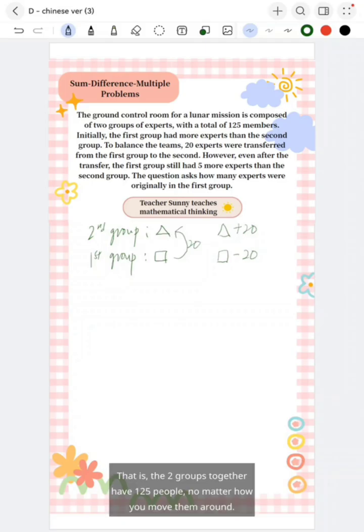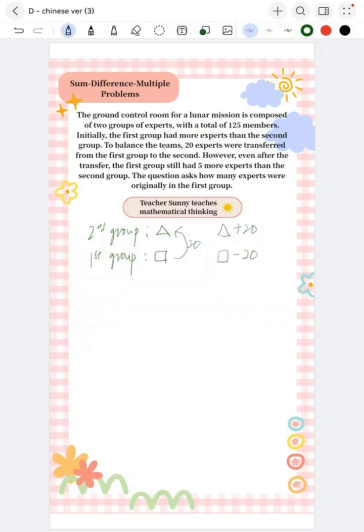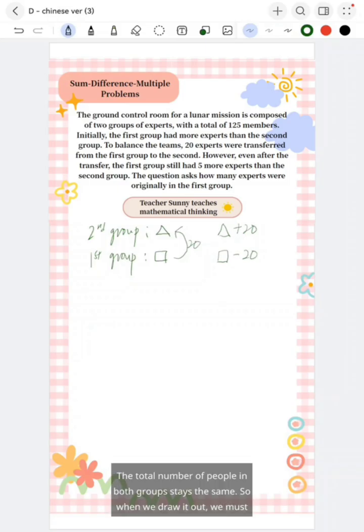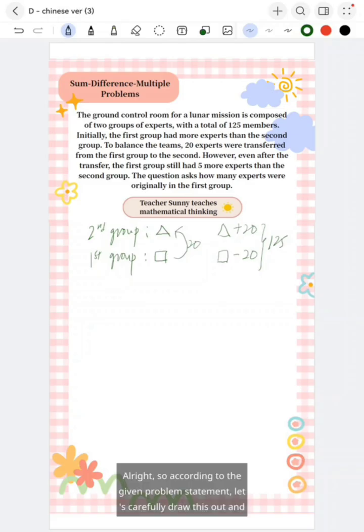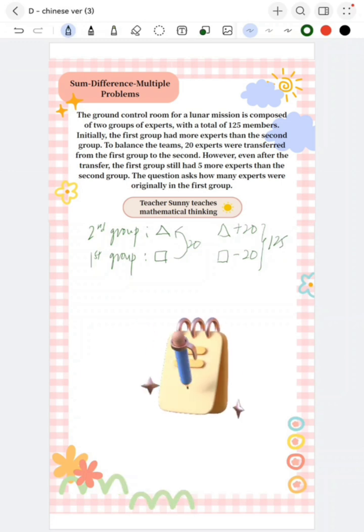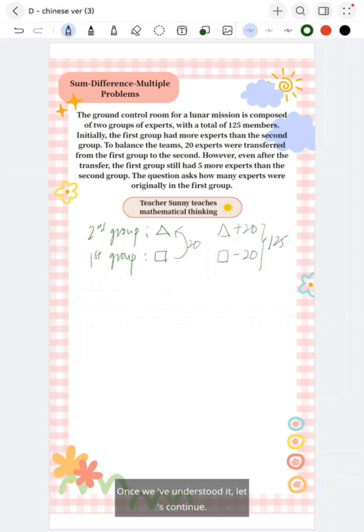Now let's look at what the invariant is. That is, the two groups together have 125 people, no matter how you move them around. The total number of people in both groups absolutely stays the same. So, when we draw it out, we must clearly show that it is indeed 125. Alright, according to the problem statement, let's draw this out and visualize it. Once we've understood it, let's continue.